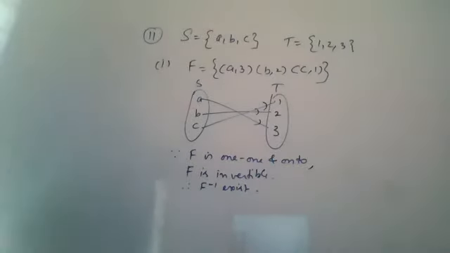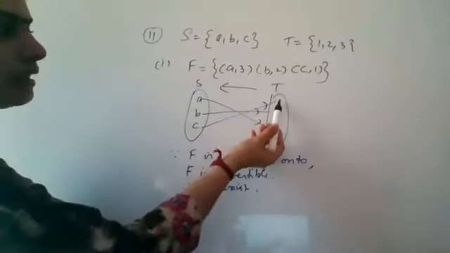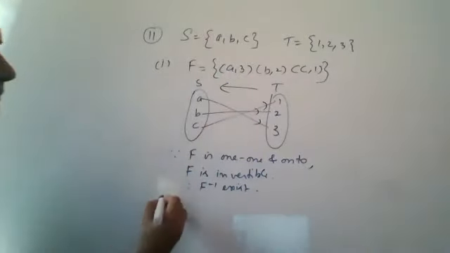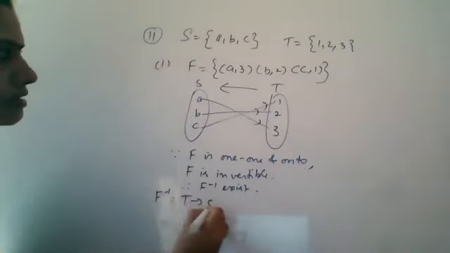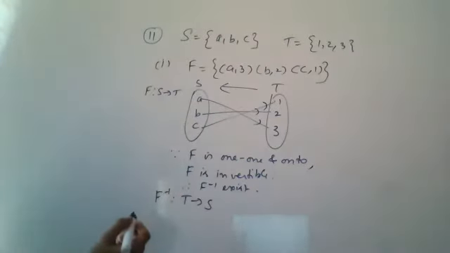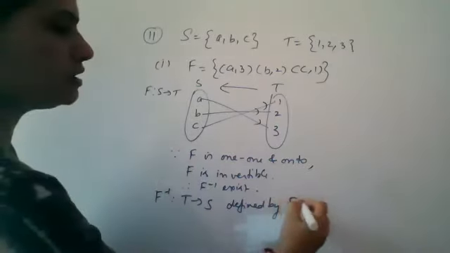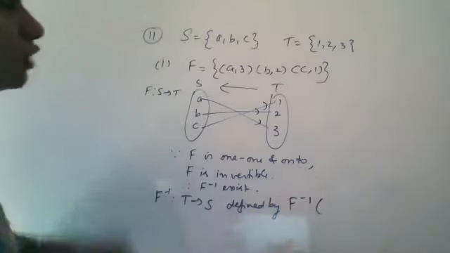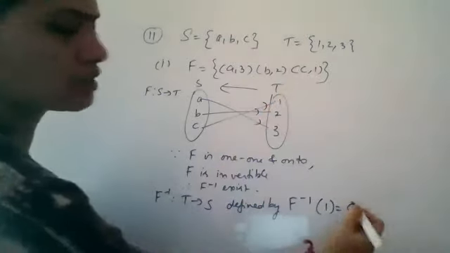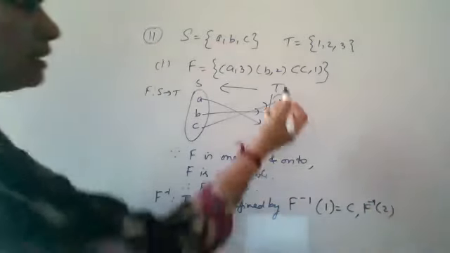Now, how will you define f inverse? f inverse will be in the opposite direction. That means it will be from T to S, and you have to reverse the ordered pairs. As this is given, its reverse will come. Now f inverse will be from T to S because f was from S to T. It will be defined by f inverse of, what are the elements in T? 1, 2, 3. So f inverse of 1 will be, 1 was connected to which one? c. So f inverse of 1 will be c.